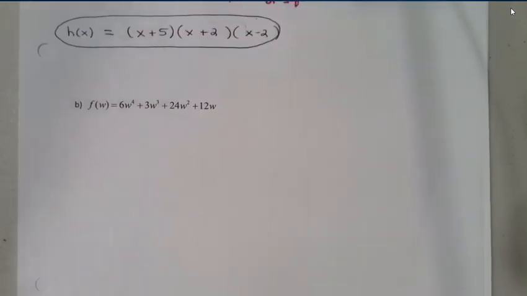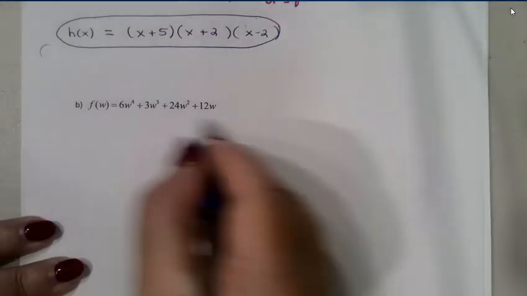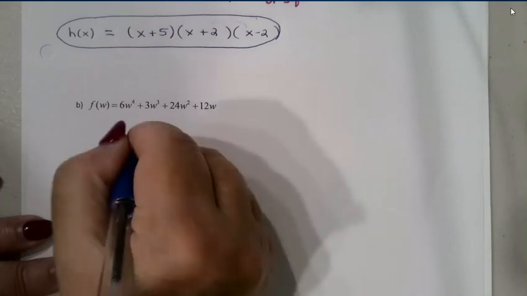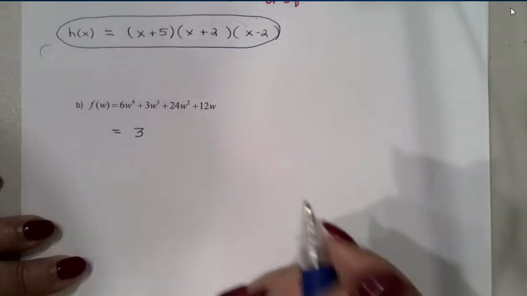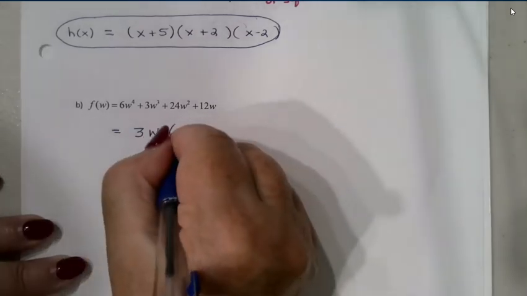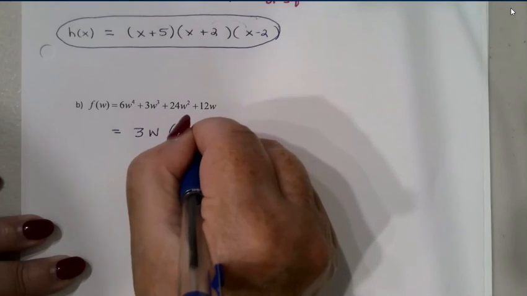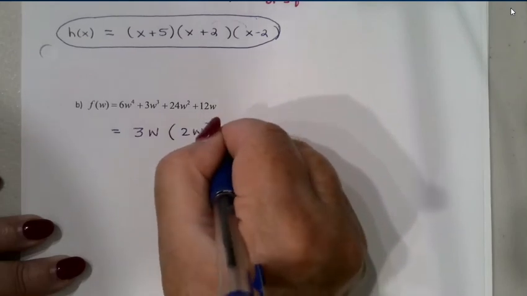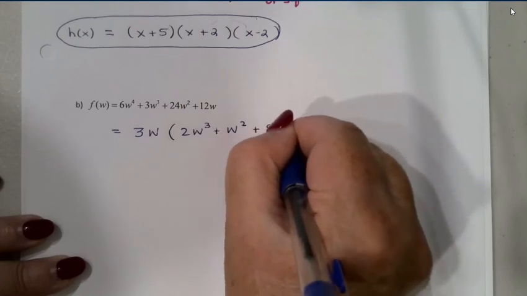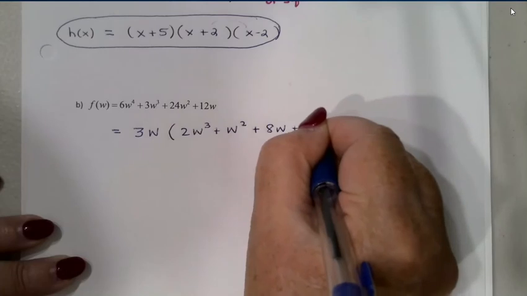Let's try another one. F of w here. This time I think I do see a GCF will work for all 4 terms. So we're going to deal with that first. 3 goes into all of the coefficients. And the smallest power of w is just w to the first, so I can factor that out. When I do that, I'm going to get 2w cubed plus w squared plus 8w plus 4.